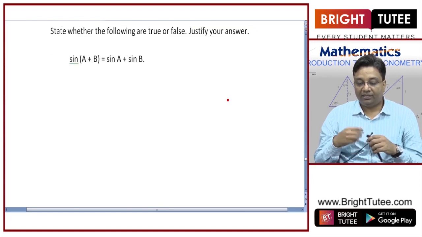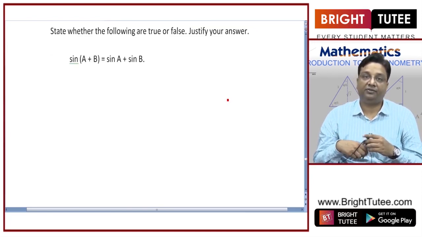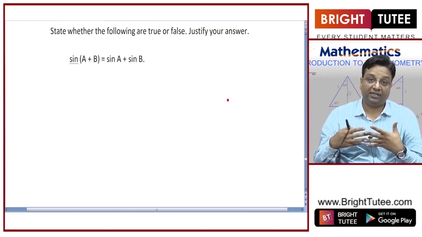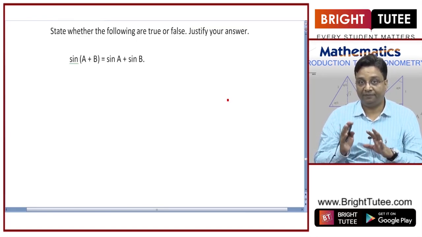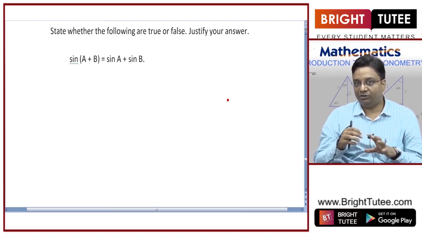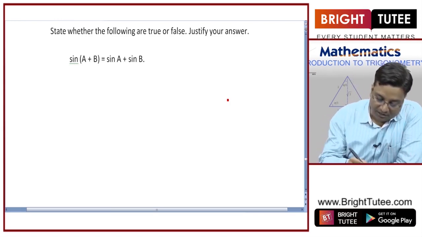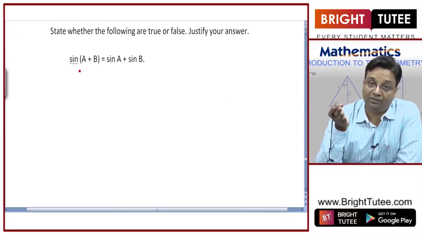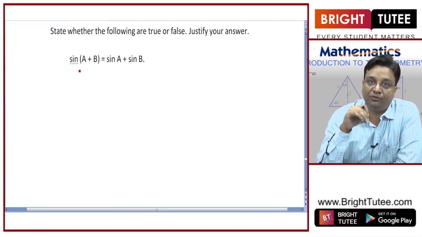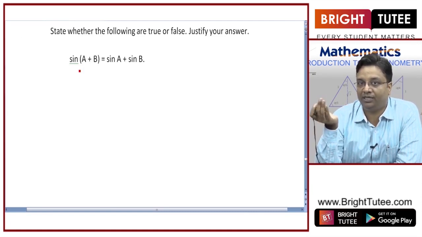State whether the following are true or false. Justify your answer. So how do we justify these answers? We don't know the formula of sine of a plus b yet, right? So we will verify these answers by putting various values of a and b, right? We know values of angles 0, 30, 45, 60 and 90. So let's put these angles here and try to verify whether the left hand side is equal to right hand side.